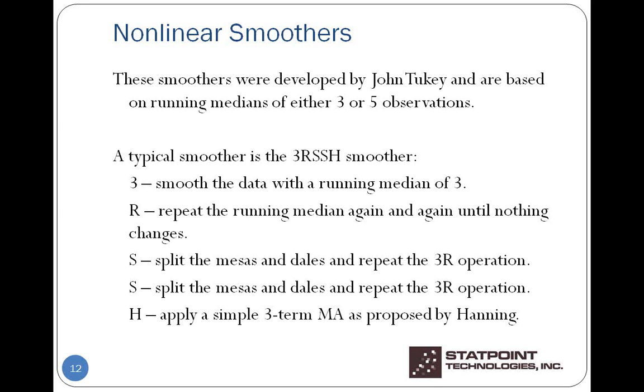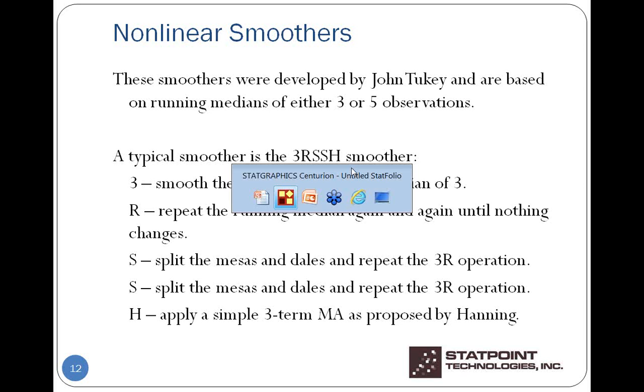And then at the very end, you'll see that there's an H. H means that what we'll do at the very end after having done all this is do something called Hanning. Hanning proposed that when you were all done doing the nonlinear smooth, you apply as a final smooth a very simple moving average, a 1/4, 1/2, 1/4 moving average, in order to give it even a smoother appearance. Now, I'll show you how it works in Statgraphics.